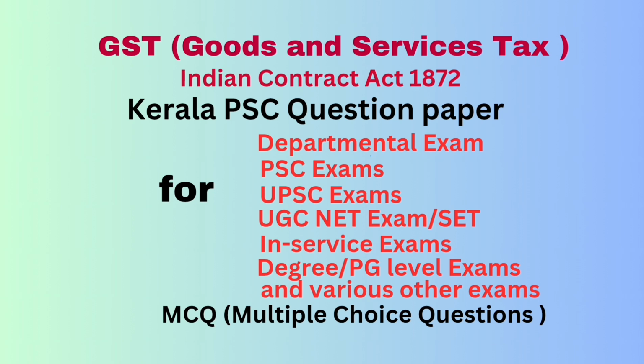Option B. Payment of tax. Option C. Invoice creation. Option D. Electronic waybill. Correct answer option C. Invoice creation. Question number 46. Which section deals with the obligation to furnish information written as per the Central GST Act?